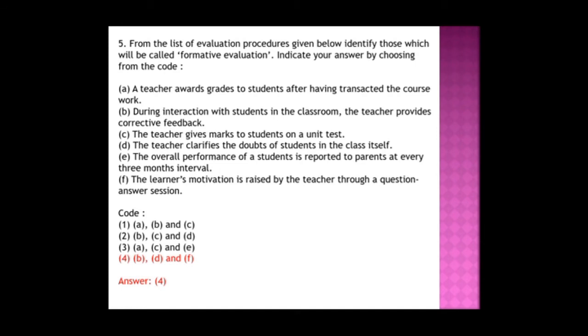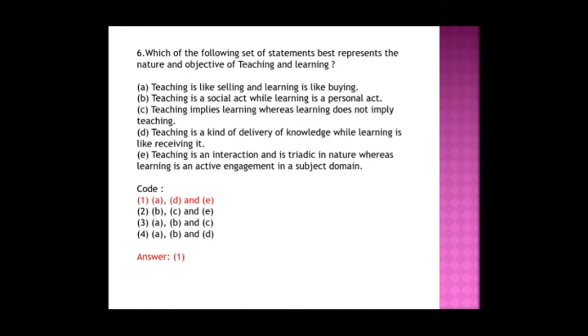And E is the overall performance of a student is reported to parents at every 3 months interval. And F is the learner's motivation is raised by the teacher through a question answer session. So here the answer is 4. B, D and F are the correct examples of formative evaluation. Okay, so here the answer is 4.